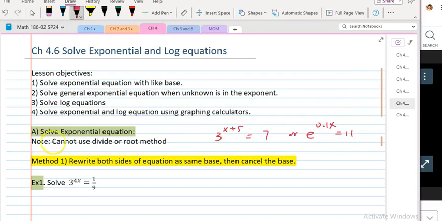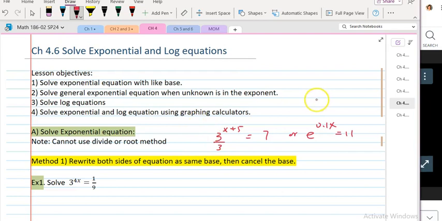Before I introduce the method, I want to mention that the old method that you have been using to solve equations, like subtracting 5, dividing by 3, or taking a root, doesn't work. If you divide by 3, you cannot cancel the base. The base is not something that you cancel. This means 3 to that many times equals 7. So if you divide by 3, it doesn't cancel the base.